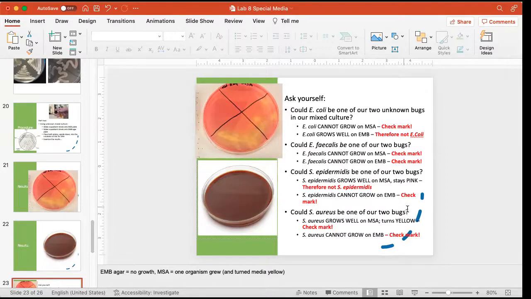Could S. aureus be one of our bugs? Well, yeah, we've already said that, right? We know it grows on this media, and we know it turns the media yellow. Check, check. And it should not grow on this media. It didn't. Check. So now I go through my list of four, and I look for the double check marks. One of the double check marks is for S. aureus, and one of the double check marks is for Enterococcus. Enterococcus faecalis was that second organism.